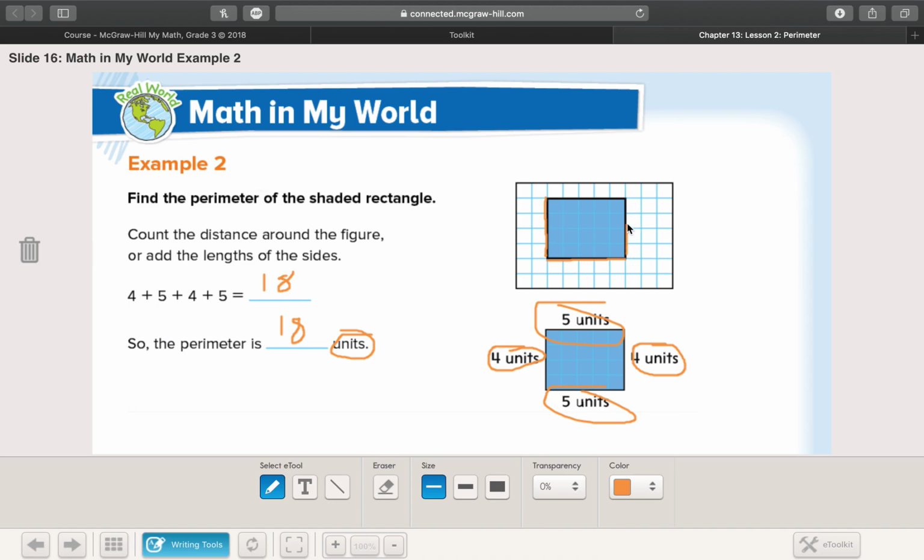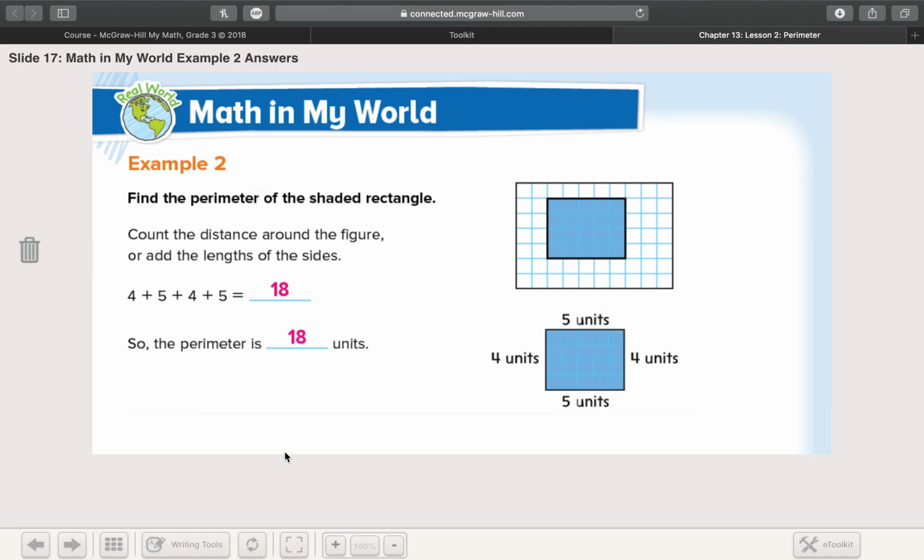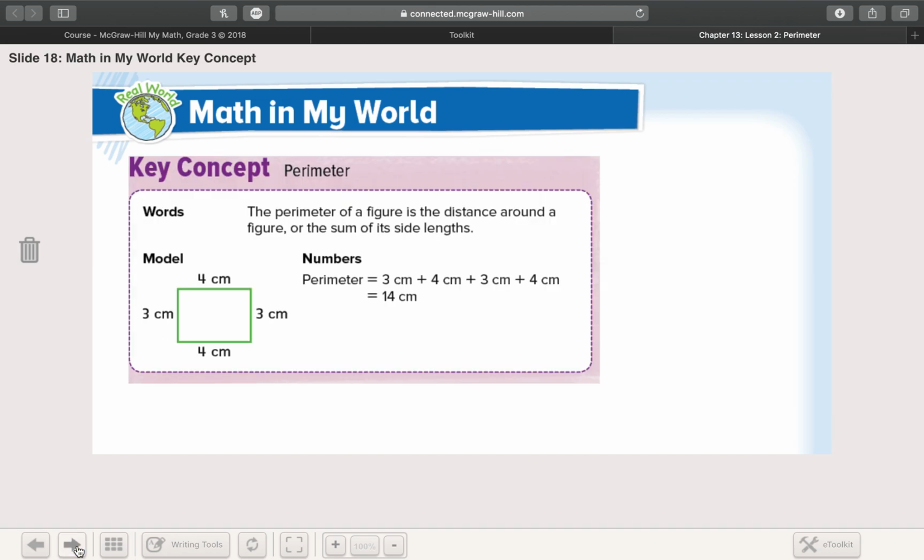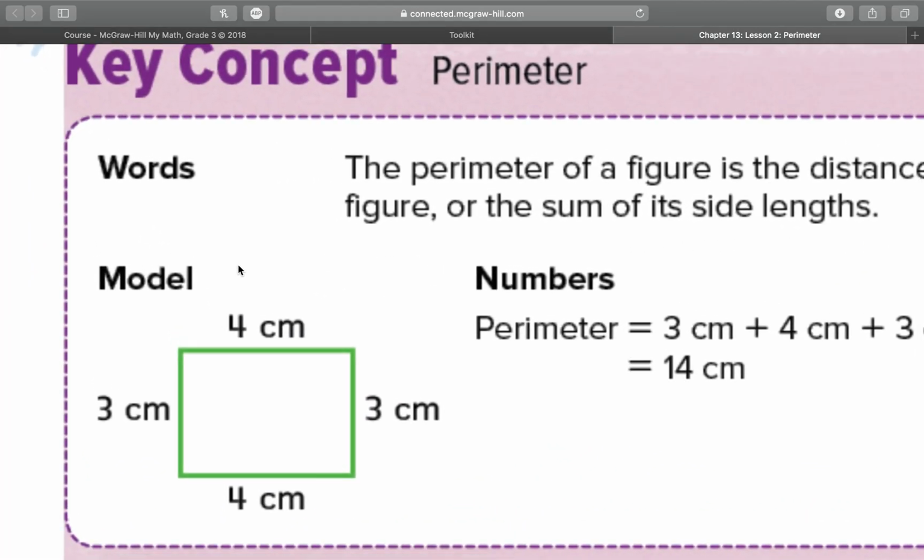So that's how you find the perimeter of a shape when they don't show you that. If they put it on a grid like that, you can just count how many sides in these little tiny squares makes up one of the sides. Okay, let's check our work. 18 units is correct. Okay, so this is just, again, what we looked at already.